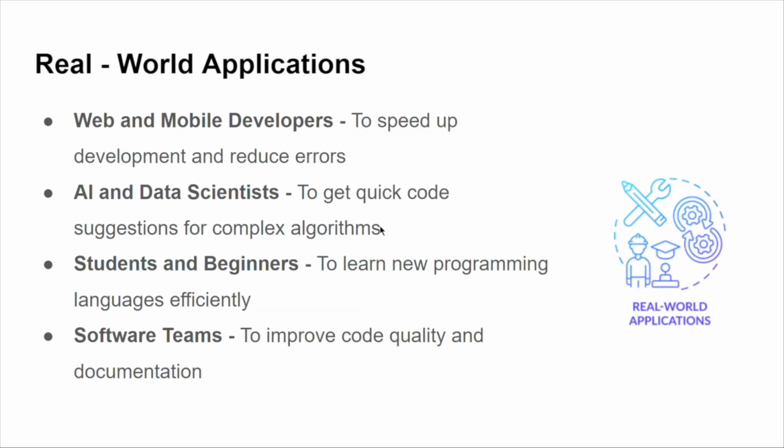Now let's see the real world applications of Cursor AI. So Cursor AI is widely used by web and mobile developers to speed up their development and reduce the errors. It is also used by AI and data scientists to get quick code suggestions for complex algorithms. It is also used by students and beginners to learn new programming languages efficiently. And last, it is used by software teams to improve the code quality and documentation.